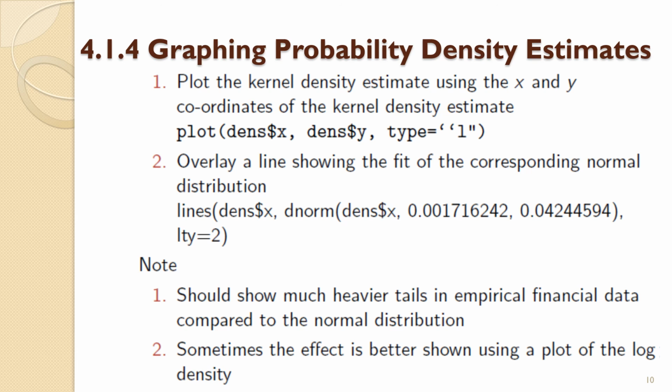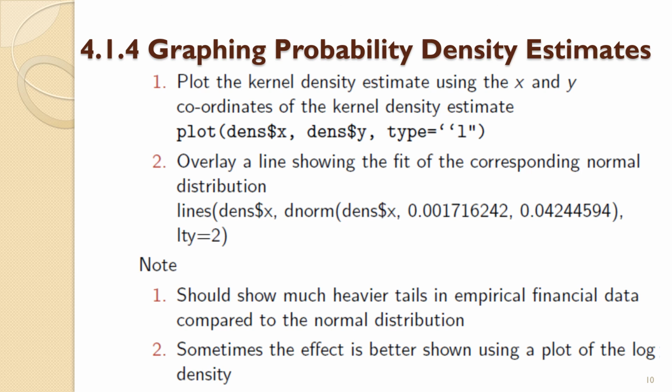So the R commands work like this. The first step, you plot the kernel density estimate using the x and y coordinates of the kernel density estimate. If you look at the plot command, dens$x is the x coordinate of this thing, and dens$y is the y coordinate, and then you specify type equals "l", so you just tell R that you want to make sure that it draws lines rather than dots.